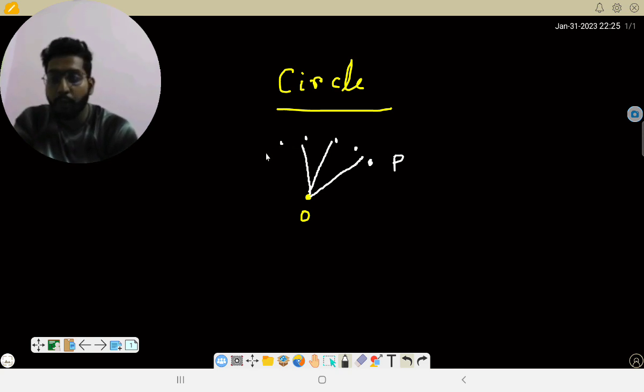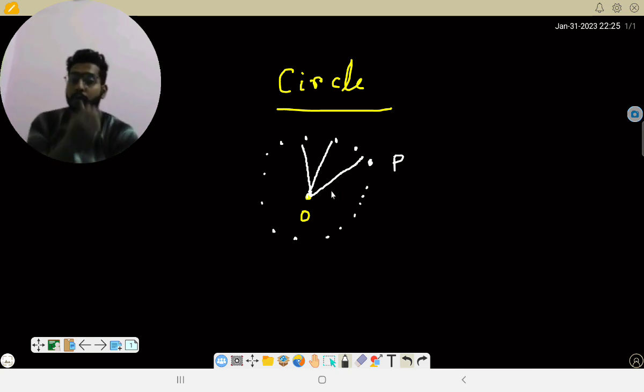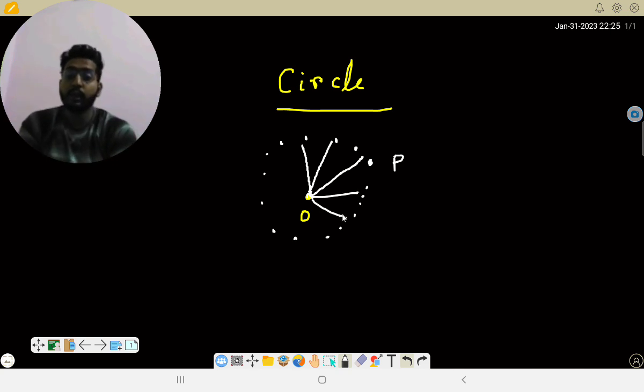So the point P moves in such a way that the distance is always the same with the fixed point O. If all the distances are the same, then the locus of this movable point P is called the circle. This fixed point is called the center of the circle, and this distance is called the radius of the circle. So these two things you have to remember: the fixed point is called the center, and the distance between the fixed point and the movable point is called the radius of the circle.